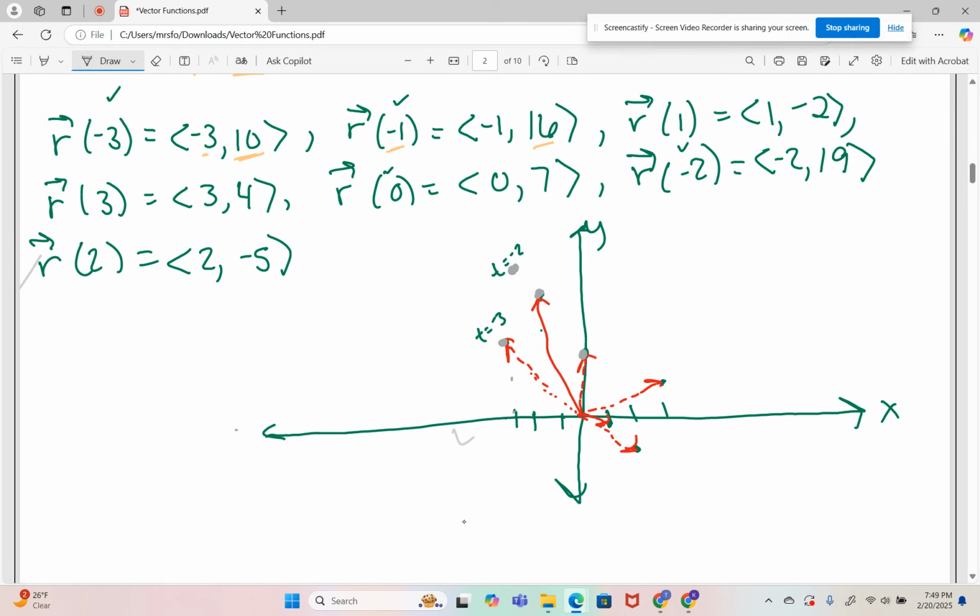We had t of negative 1. When t is negative 1, it was at 16. Oh my gosh, sorry. When t is positive 1, it would be negative 2. When t was positive 2, it was negative 5, which was about here. And then when t was positive 3, it started to go back up again.